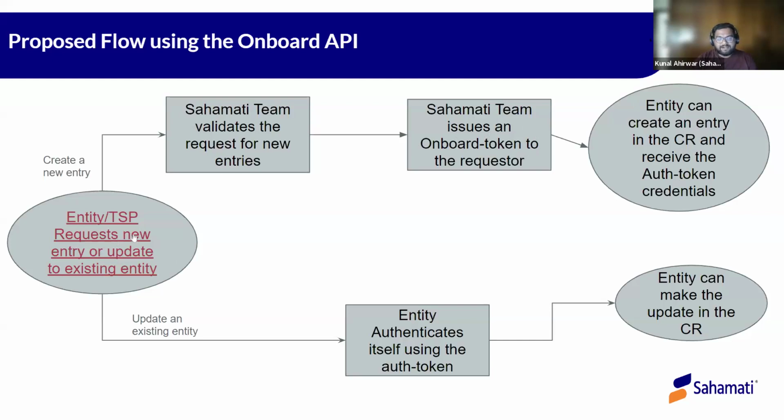Also, while updating their entry in the CR, entities can just use the auth token which has been issued to them by the Sahamati token service, which they use to authenticate themselves to other network participants, and they will be able to make an update in their existing entity in the CR using the same API. I'll invite Krishna now to do a quick demo of this before we move on to the next step.